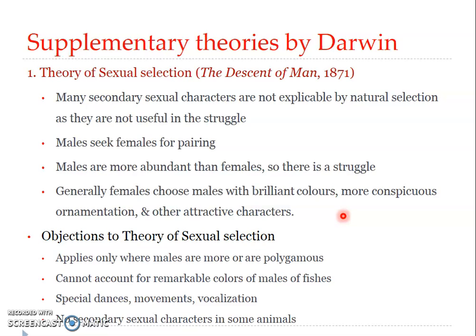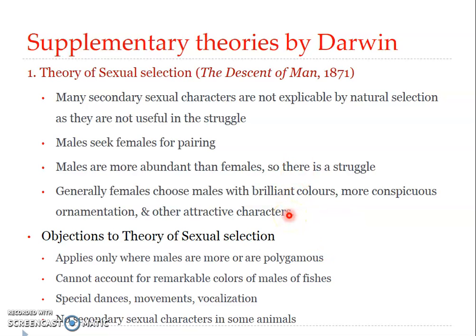Okay, even where polygamy exists, a struggle for mating is the only one which operates for sexual selection, and it is never the female's choice that is active. Okay, so that is the first objection against the theory of sexual selection.